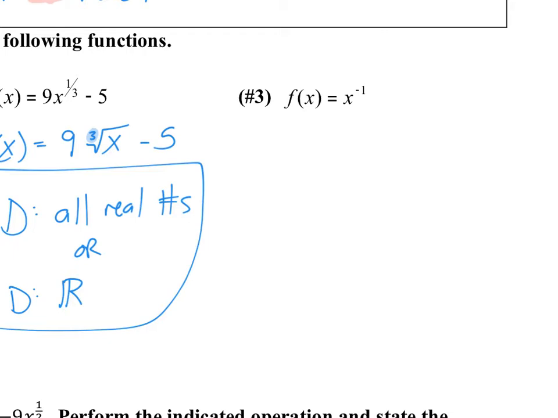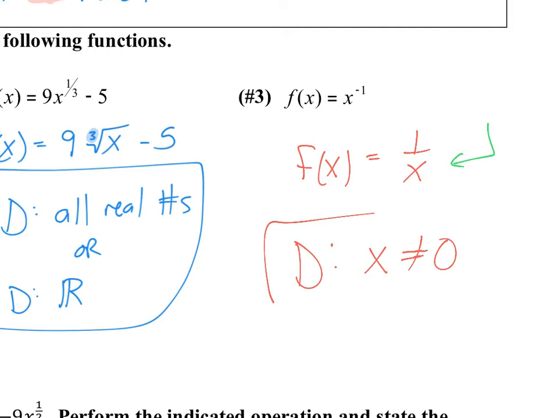And then let's take a look at number 3. X to the negative first power is really f of x equals 1 over x. So now we check, is there a fraction? There is a fraction. You see the bottom of a fraction is x. So the bottom cannot equal 0. So what we know is the bottom is x, so x cannot equal 0. We take the bottom of the fraction and set it equal to 0, and that's what it cannot equal. So our domain is x cannot equal 0.